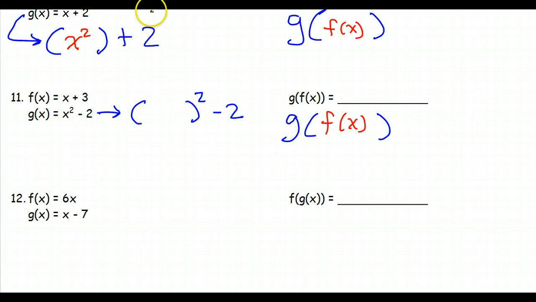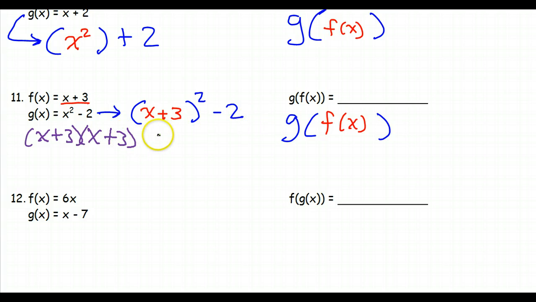And then inside the parentheses, I'm supposed to do function f. So inside the parentheses, I'm going to put x plus 3. Now you understand that I'm not just going to square the x and square the 3 and have x squared plus 9. Oh no, we know better now. We have to take the x plus 3 and actually multiply it by itself. So we have to do x plus 3 times x plus 3. And meanwhile don't forget the minus 2 on the end.